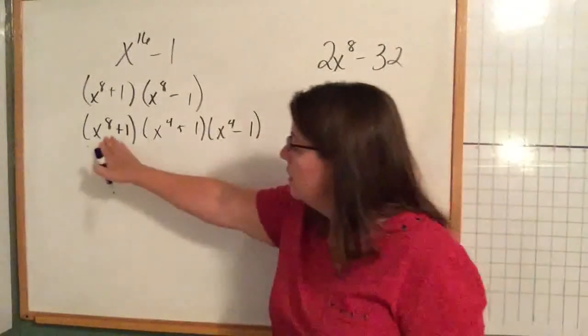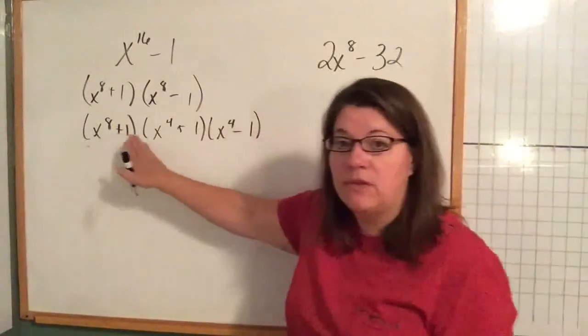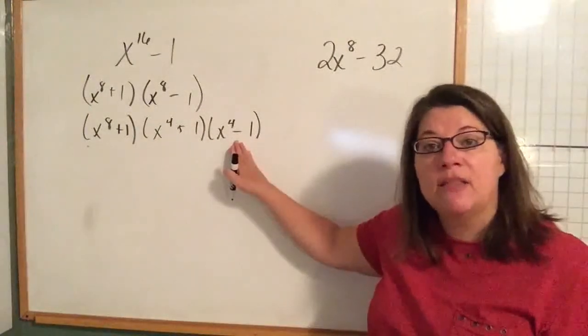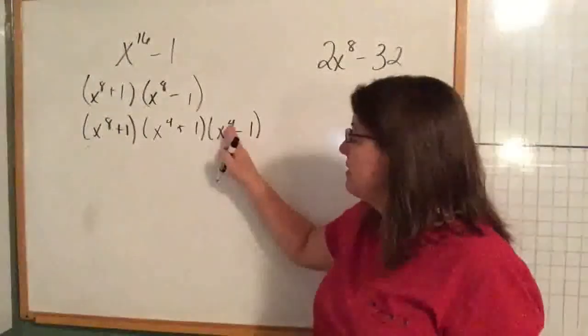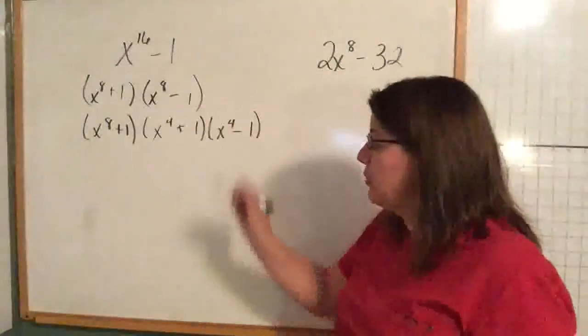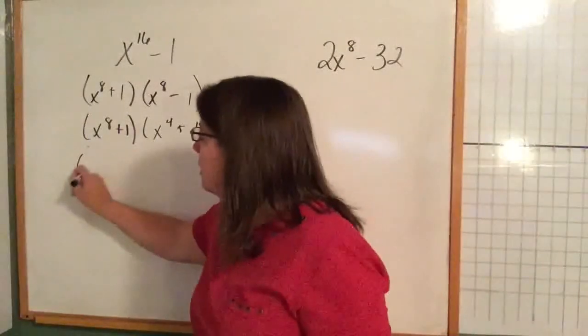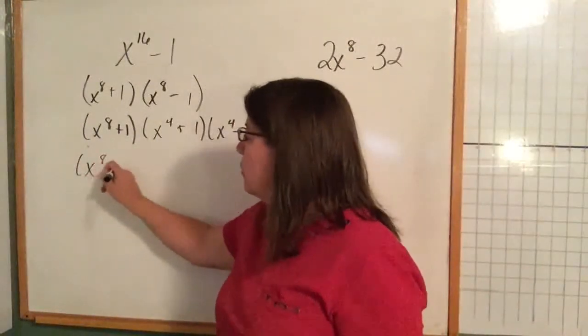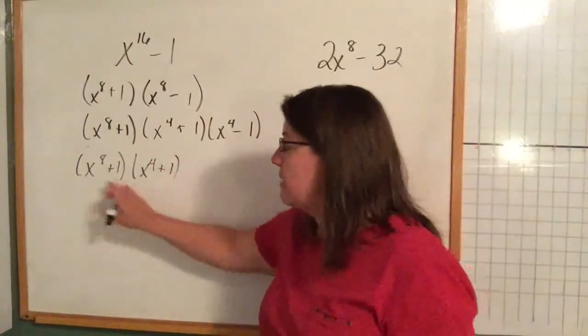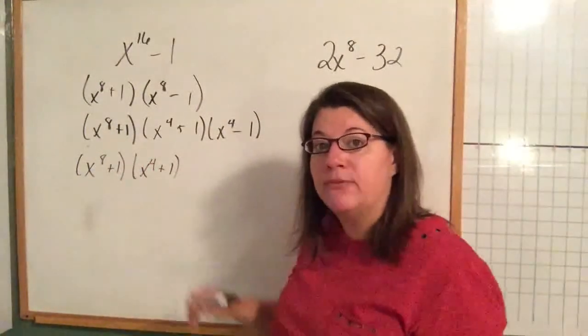Well, this is a sum. This is a sum. This one is a difference, so we need to check it. Is it the difference of squares? Well, yeah, that's an even power, so that's a square number, and 1 is a square number. So we can go a little bit further with this one. So that's x to the 8th plus 1, x to the 4th plus 1. Remember, these can't be done again because they're sums, not differences.